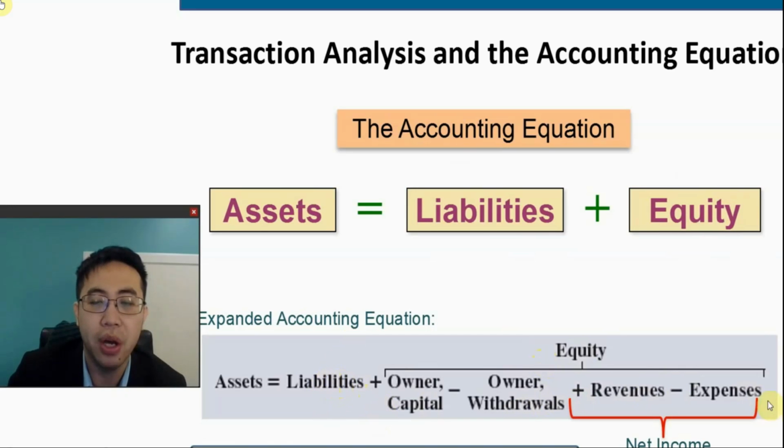And the other two components would be revenues minus expenses, which would give you net income. So if the company makes money, that's a positive plus. That contributes to the welfare of the shareholder. So that's a plus for equity. If the company spent money, for example, to buy materials, that will be called expenses. And if you take revenue deducted by expenses, you would get net income. And net income also belongs to shareholders.